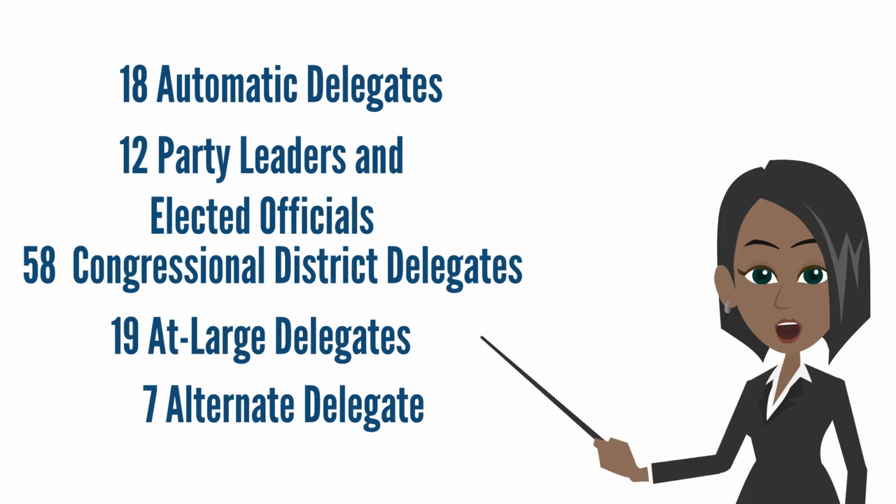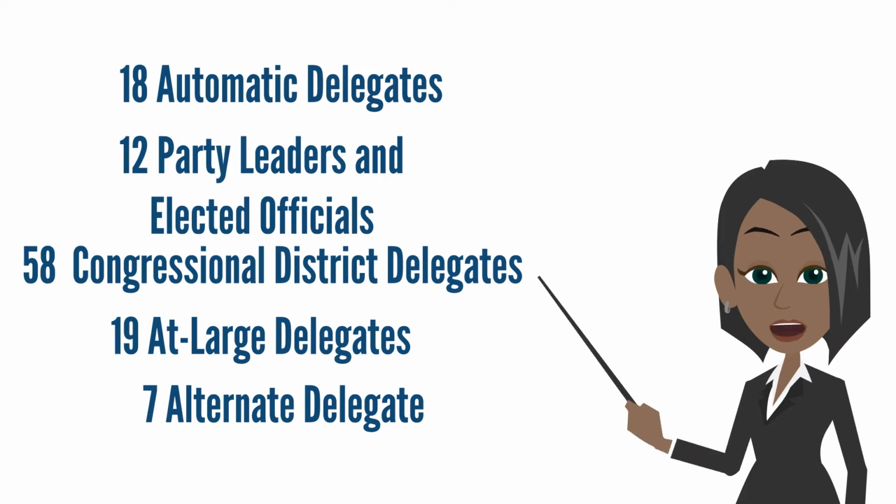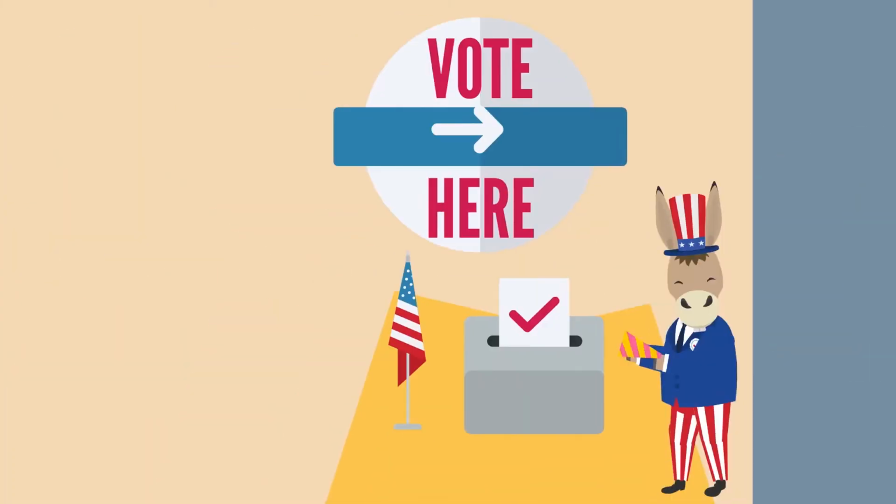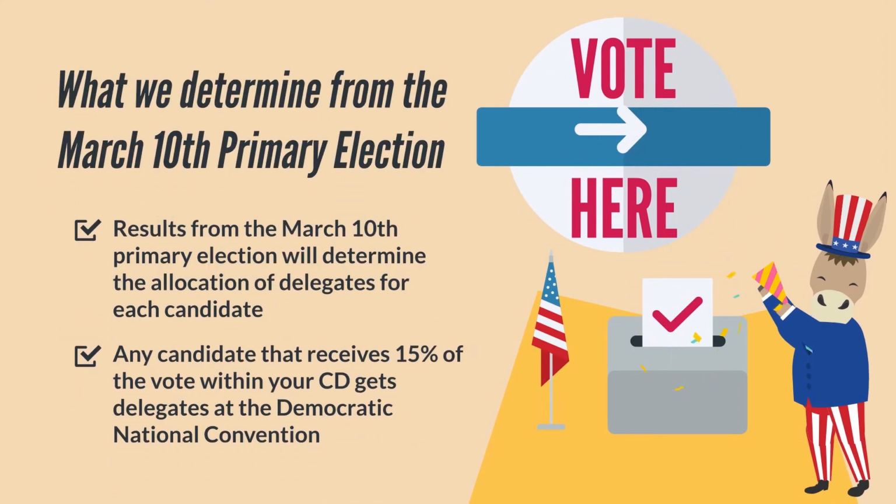The process for delegates starts on March 10th during Washington's first presidential primary election. Results from the March 10th primary election will determine the allocation of presidential delegates for each candidate. Any candidate who receives 15% of the vote within your congressional district will get delegates at the National Convention.